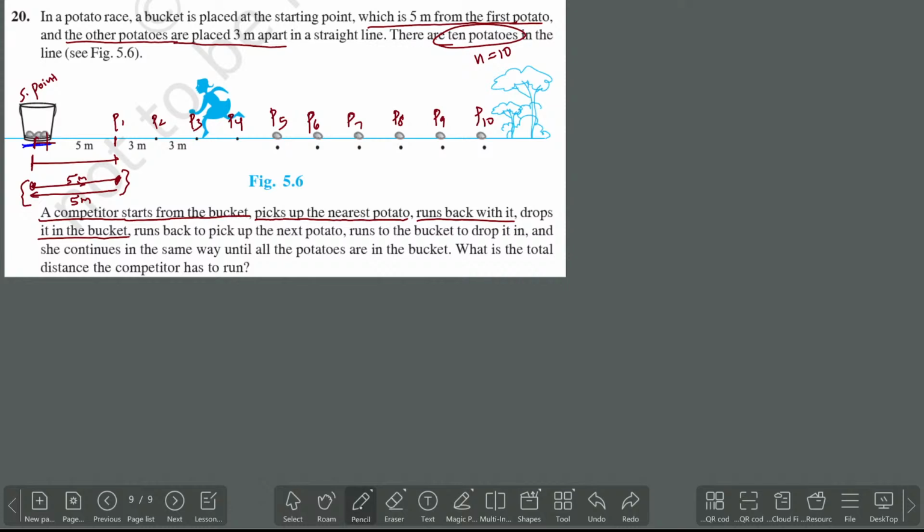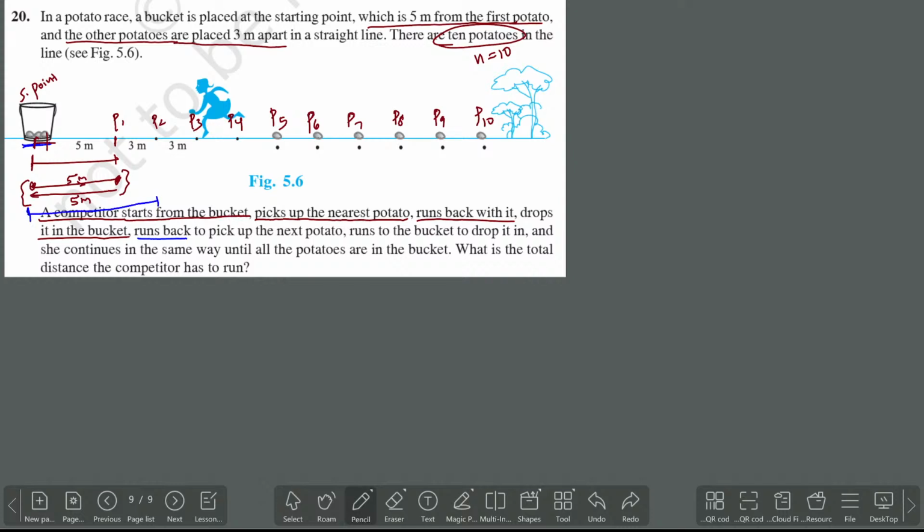Next, runs back, picks up the next potato. Again they are running. After placing it, they run back. So here you have to draw. This line you should draw, my dear.